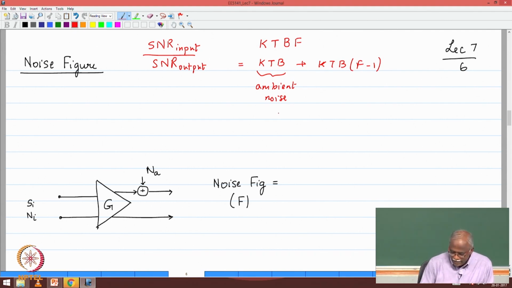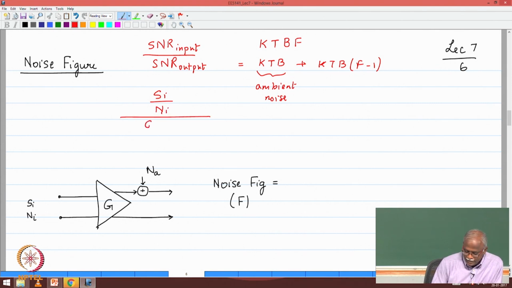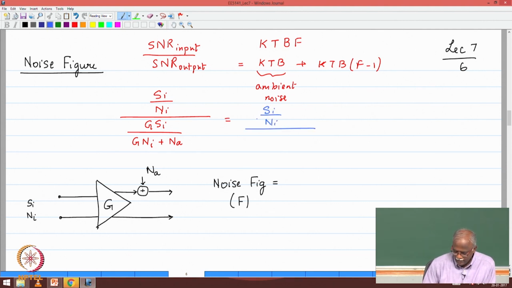Okay. So let's write down the definition of SNR input by SNR at the output. SNR at input would be Si by Ni, divided by SNR at output, which would be G times Si divided by G times Ni plus Na. Now do some simple juggling of the expression, factor out the G. This can be written as Si by Ni divided by Si by Ni plus Na divided by G.